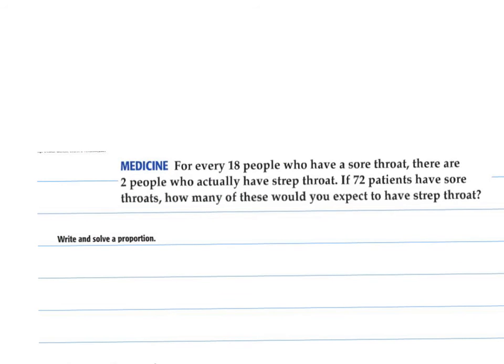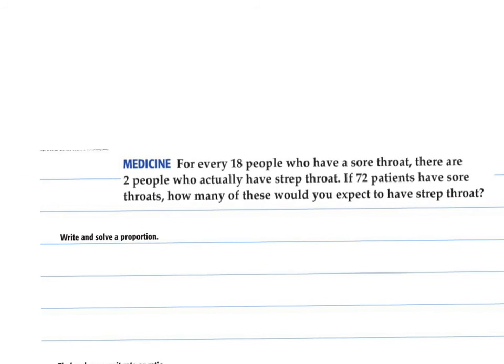Okay, we have an example of a word problem where we need to set up a proportion. For every 18 people who have a sore throat, there are 2 people who actually have strep throat. If 72 patients have sore throats, how many of these would you expect to have strep throat? So I'm going to set up my proportion. We have 18 people with a sore throat, 2 people with strep. My 18 and my 2 go together, that's why they go here. And then I have 72 patients with a sore throat, X number of strep.